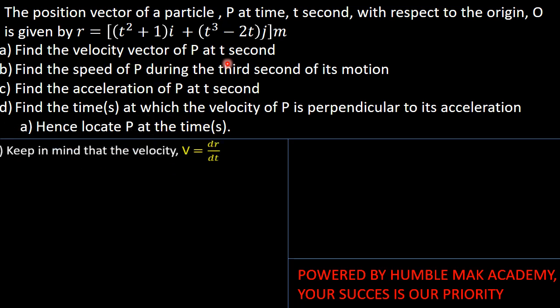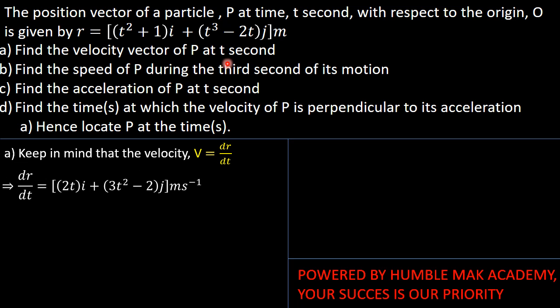So, guys, in this case, the velocity of P is given as dr by dt. We have our r already, so we just have to differentiate with respect to time. If we differentiate that, we are going to have dr by dt, which is the same as our v. Differentiating t squared, we have 2t i. Differentiating 1 gives us 0. Then plus differentiating t cubed gives us 3t squared. Then differentiating minus 2t simply gives us minus 2. All that j meters per second.